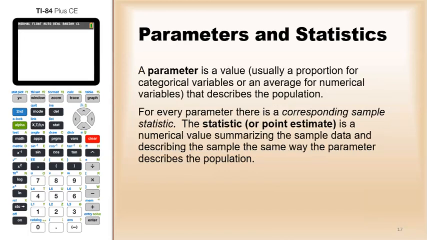All right, a couple other definitions. A parameter is a value, usually a proportion or an average, for us anyway. Proportions for categorical variables, averages for numerical variables. And the parameter is that value that describes the population. For every parameter, there is a corresponding sample statistic. The statistic, or we also call it a point estimate, is a numerical value summarizing the sample data and describing the sample the same way the parameter describes the population.